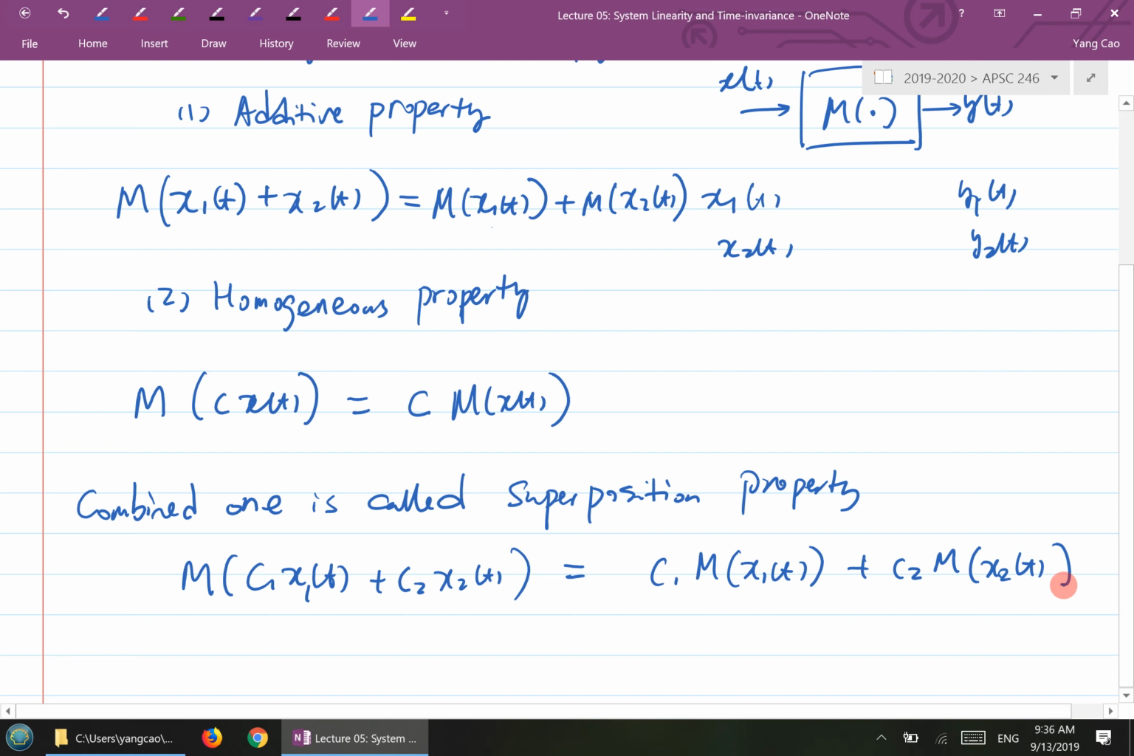To check system linearity, essentially to check whether the system satisfies the two properties, or whether the system satisfies the superposition. When you're conducting the check, what I have recommended is to go through the additive and homogeneous properties instead of going through the superposition property. As long as one property is not satisfied, then the system is not linear. So that's the idea.